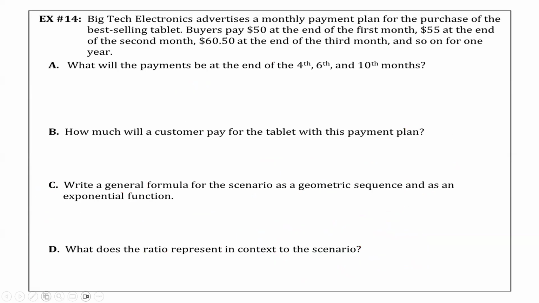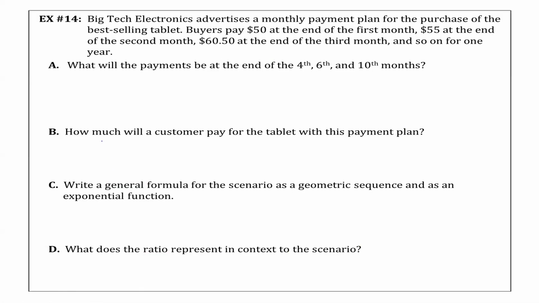All right. On our last example of our notes, we have Big Tech Electronics advertises a monthly payment plan for the purchases of the best-selling tablet. Buyers pay $50 at the end of the first month, $55 at the end of the second month, and $60.50 at the end of the third month, and so on for 1 year. What will the payments be at the end of the 4th, 6th, and 10th month? So these payments are progressing, right? So that they can have a good payment plan and allow you to grow. It's a pay-as-you-grow kind of plan.